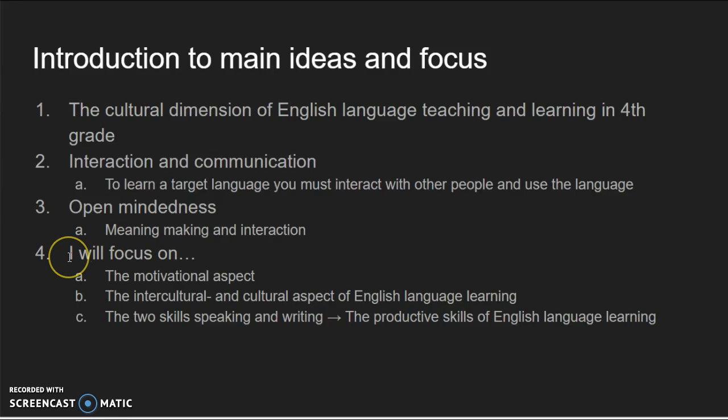I will, in relation to my problem statement, focus on the motivational aspect, the intercultural and cultural aspect of English language learning, and the 2 skills, speaking and writing. These skills are the productive skills of English language learning.